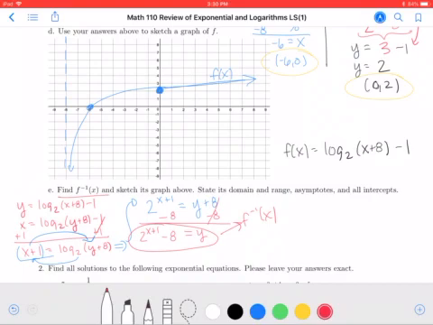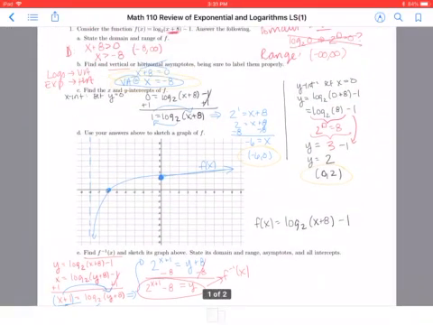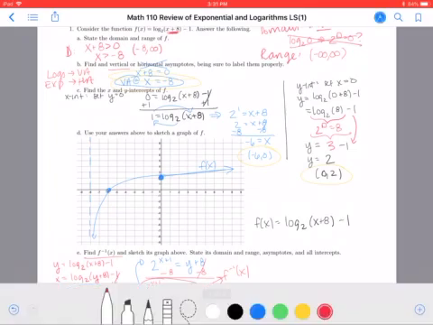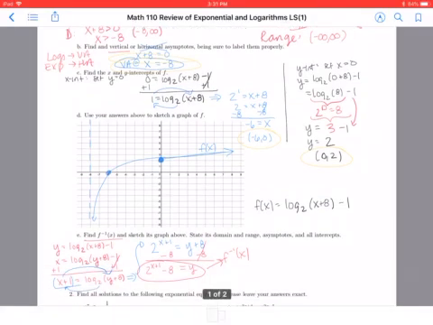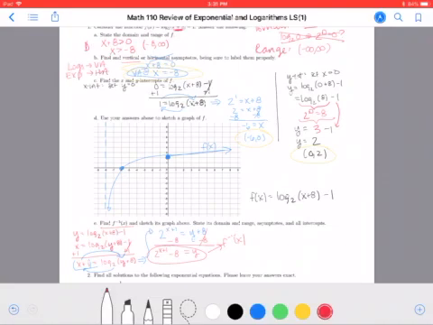All right, now domain, range, asymptotes, intercepts. We don't have to do all the work again. We've already done it, right? So I'm going to zoom out so we can see this a little better. The domain and range for f of x, all I have to do is swap these guys. So my domain for the inverse is going to be the range of the original function. And my range is the domain of the original function.